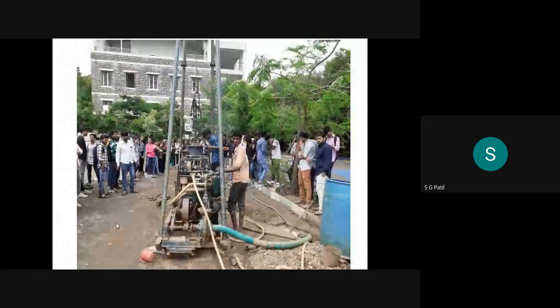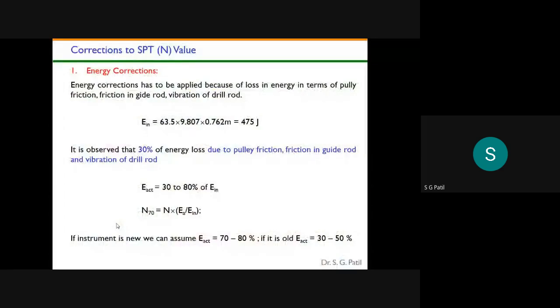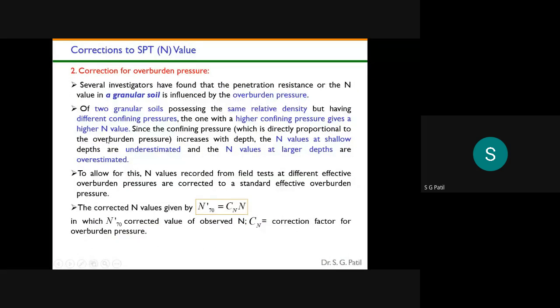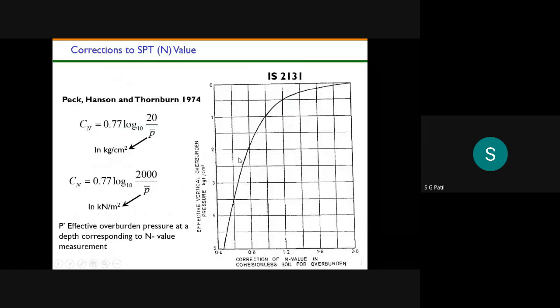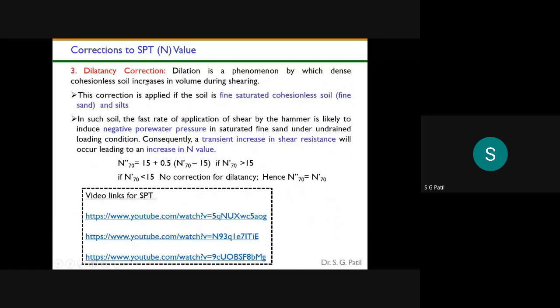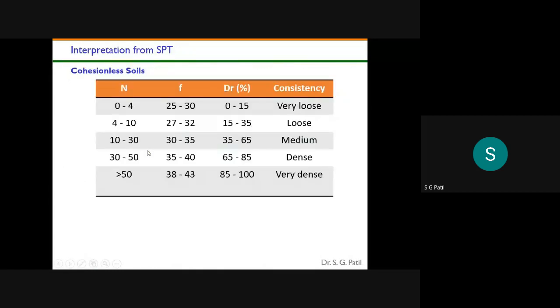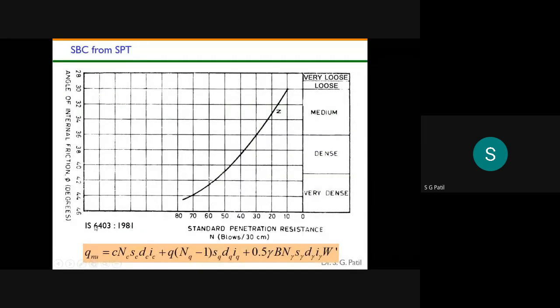Once you get the N value, those require some corrections like energy corrections. I already explained what this energy correction is, and we have to apply some overburden correction also, and the dilatancy correction. After these three corrections, whatever N value we get, we have to take that N value and then go to IS 6403. In that IS 6403, this chart will be there. In this chart, see here, standard penetration resistance, whatever N value is there, after the corrections I am telling.